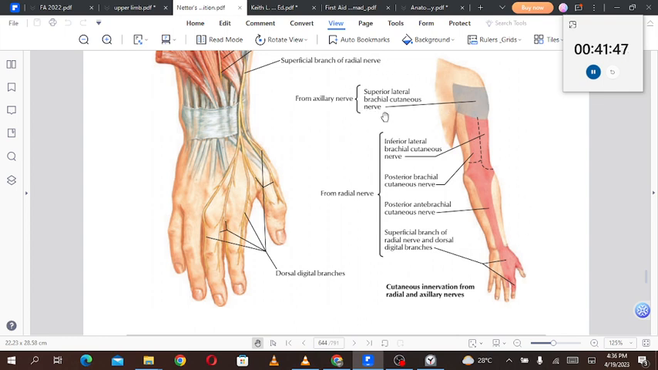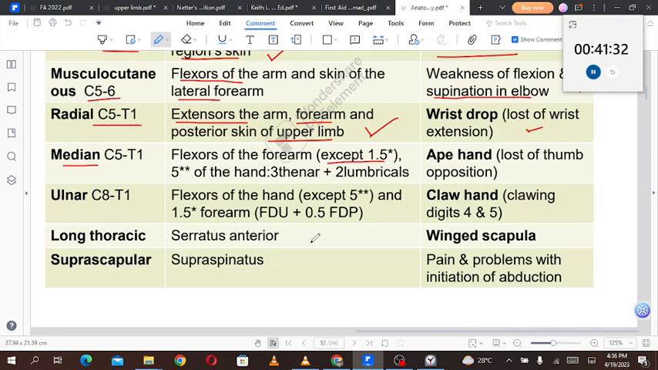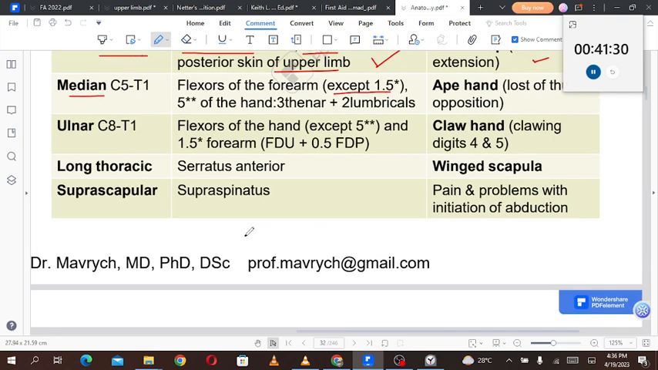So the superior lateral brachial cutaneous nerve is coming from the axillary nerve, which is supplying the deltoid region maybe. So remember this. Then moving back to the median nerve. The median nerve supplies the flexors of the forearm except 1.5. So 1.5 and 5. What does that mean?